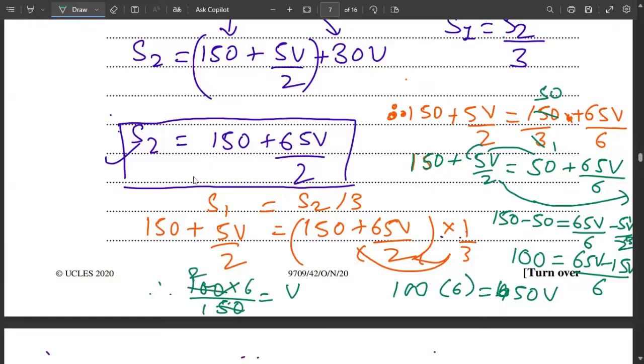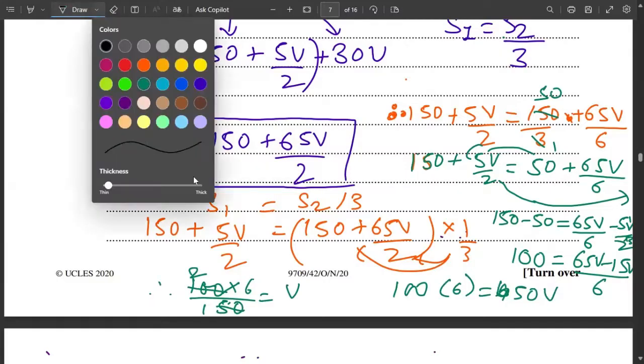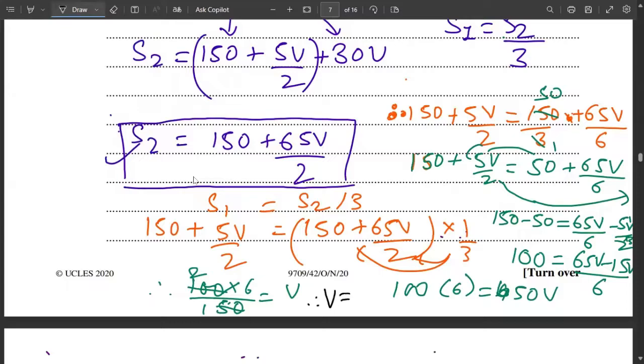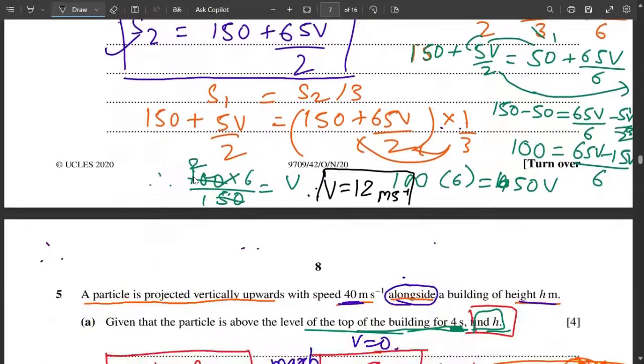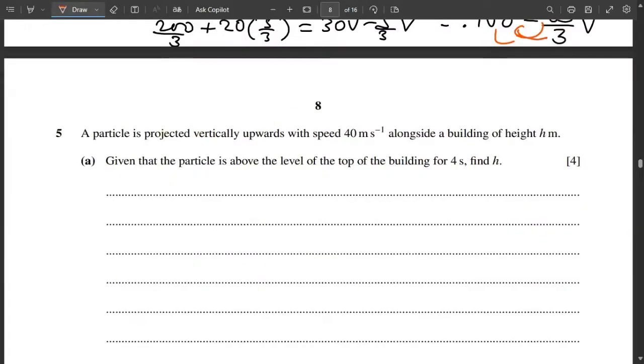Therefore the final answer, V will be 12 meter per second. And here our fourth question is completed. Let's move to the fifth question.